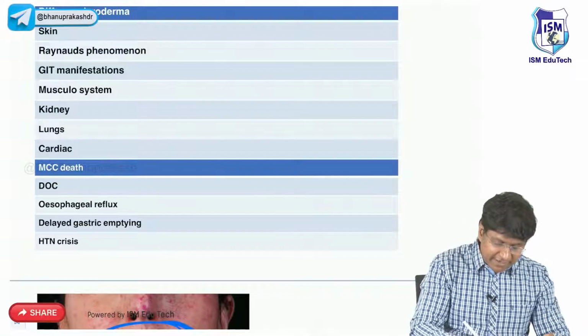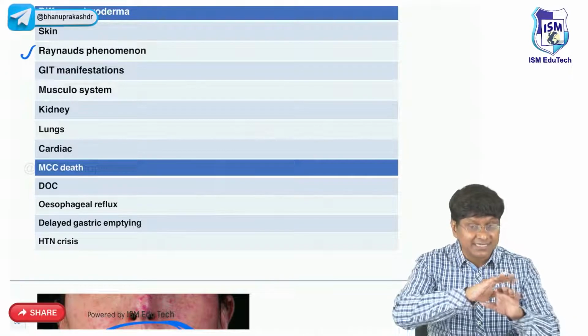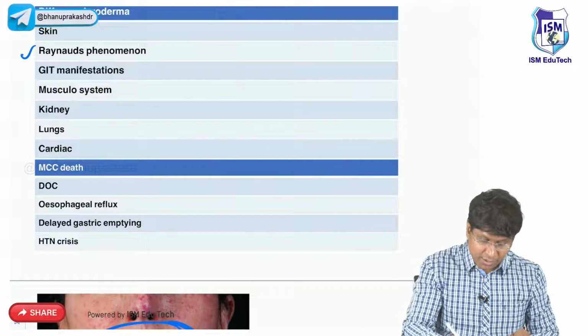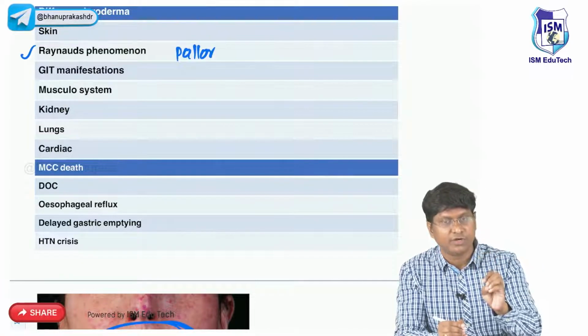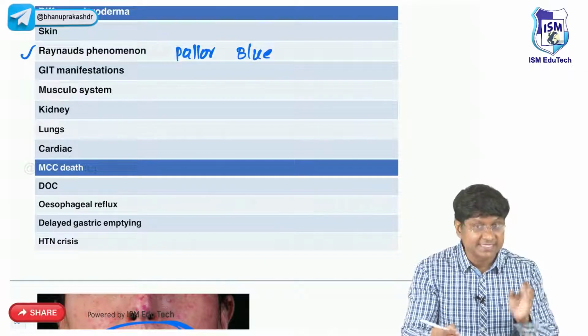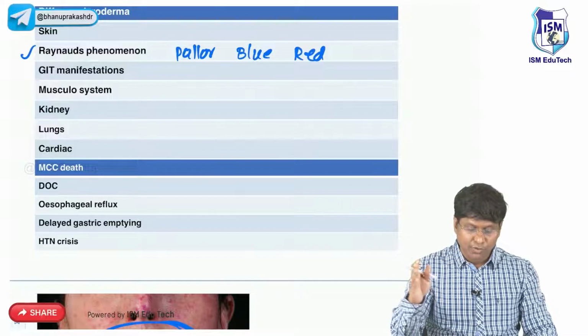And the next important manifestation is Raynaud's phenomenon. In Raynaud's phenomenon, the color changes are very, very important. Initially, when the individual is exposed to a cold environment, there will be pallor. Then there will be development of cyanosis. Then there will be erythema, red color. So pale, blue and red.